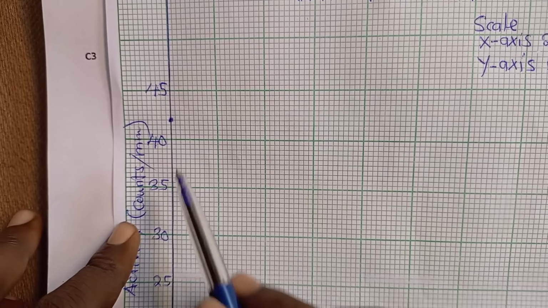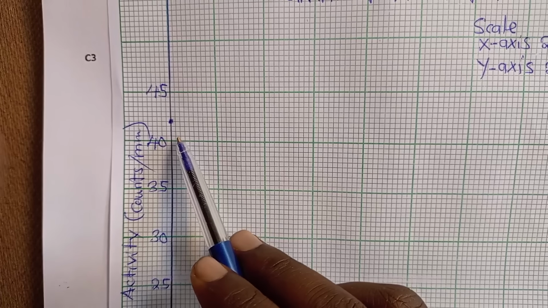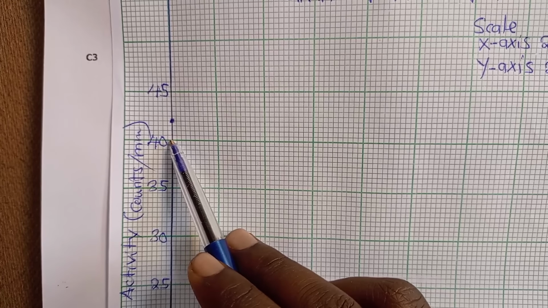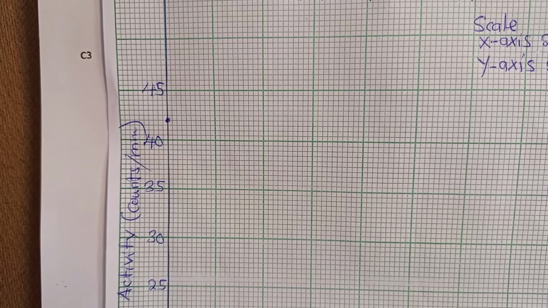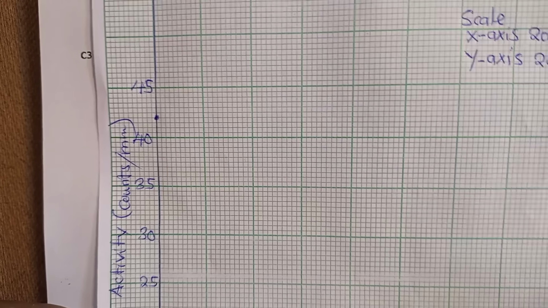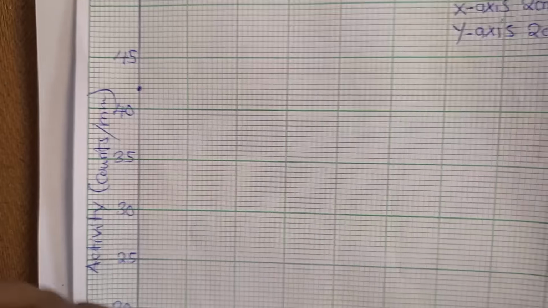Have you seen? This is what I'm going to do, because 2 boxes are 1. So this is 40, 1, 2, 41, 1, 2, 42. So I'm done with that. I move now to the next one. What's the next one?